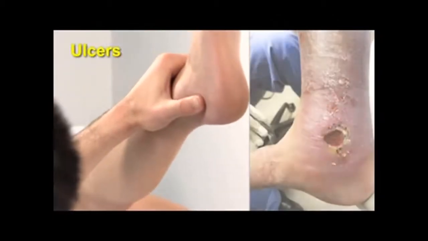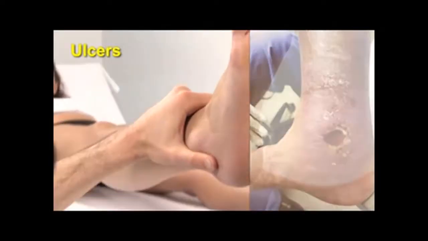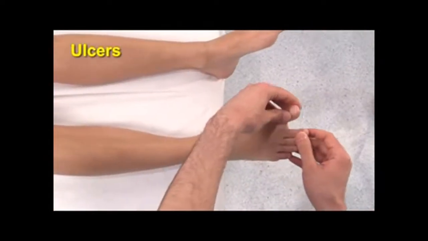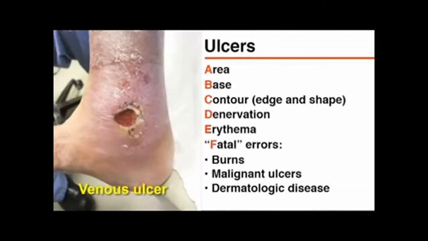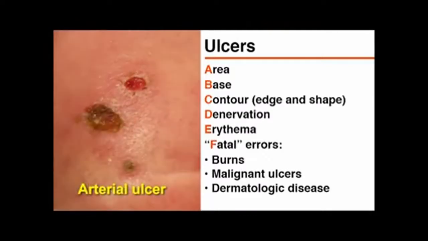Identify any leg ulcers, making sure to inspect the heels and the skin between the toes. Note the location, size, edges, and base of any ulcer that is present. Using an A to F descriptive system may be helpful in the assessment of an ulcer.